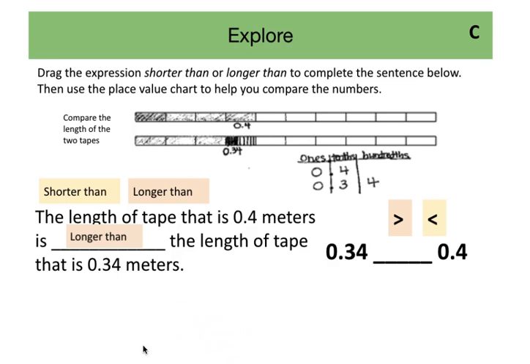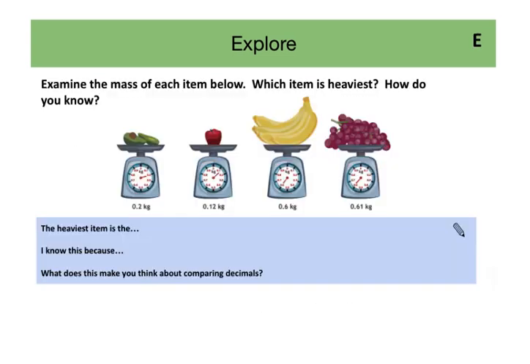All right, so 4/10 of a meter is greater than 34/100 of a meter. And that means that 34/100 is less than 4/10. Let's explore this a little bit more on the next slide. We're going to skip ahead to slide E.